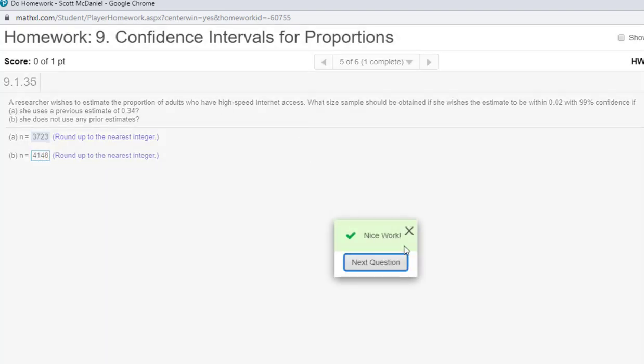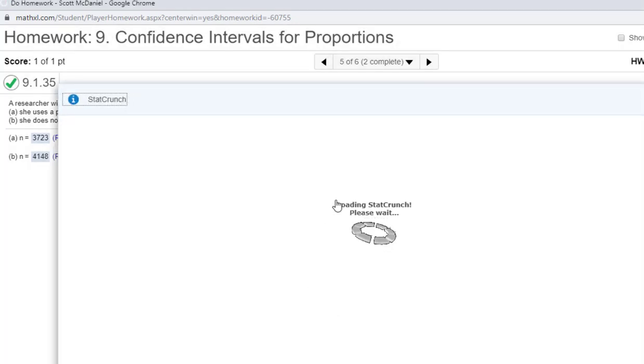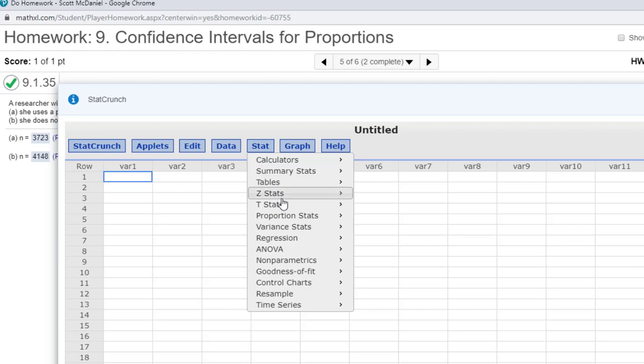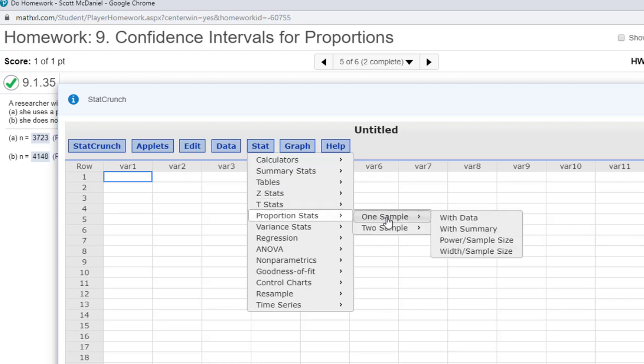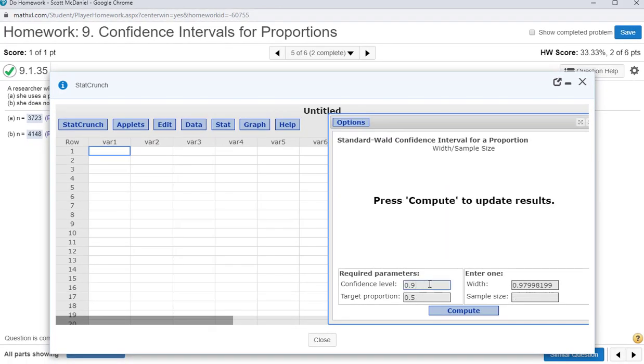Now let me show you on StatCrunch how we can get this to work. It's a little tricky, but I think it's worth showing you. So let's go ahead and go to StatCrunch. Okay, we're going to go to Stat, Proportion Stats. It's just one sample. And this time, instead of going with summary or data, we're going to go over here to sample size and width. Okay, so we want 99%. And we're using a prior estimate of 0.34, so that's our target proportion.